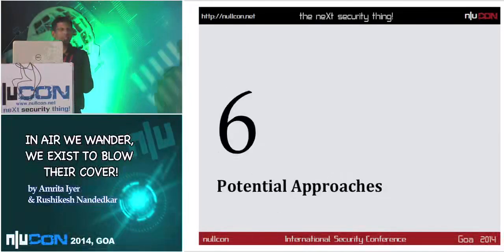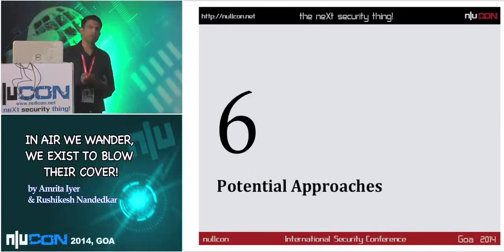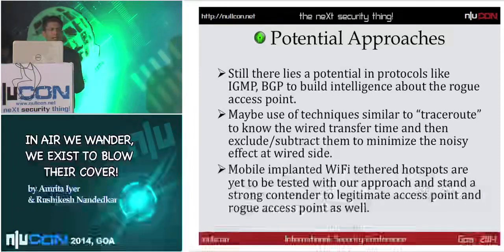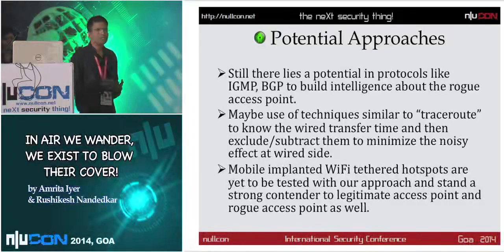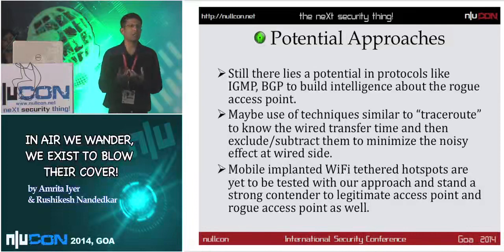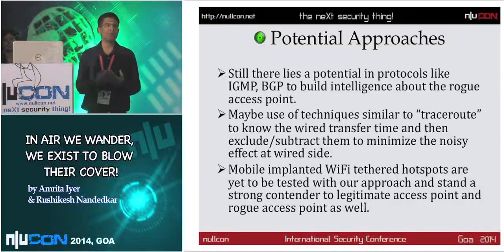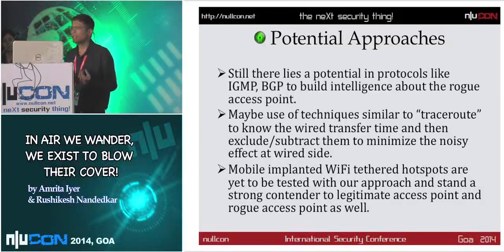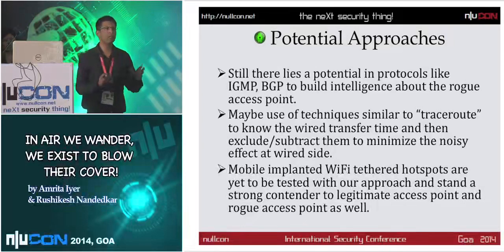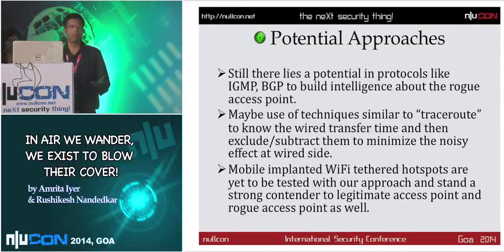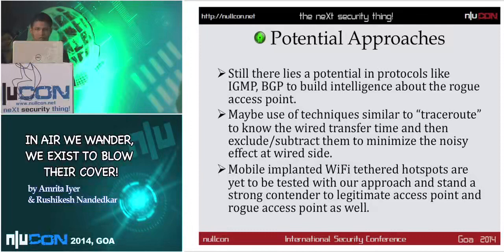So potential approaches: yes, there are many approaches which could be built upon for this detection mechanism, like IGMP and BGP, basic protocols which advertise a lot of routers or intelligent network devices in the periphery. They can help us build more intelligence about the networking devices present in the periphery. Then we can drill down upon them to find which could be the legitimate ones. That is just a pitching-in statement I am giving. There could be or could not be an approach available.